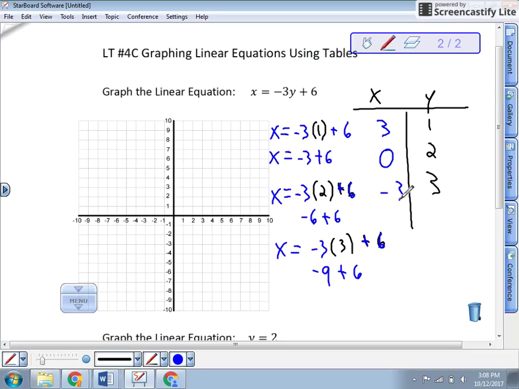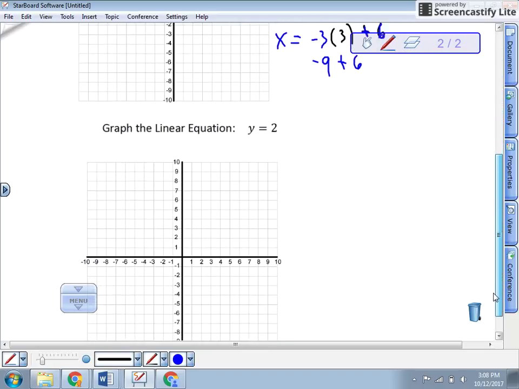Let's graph them. 3, 1. Remember, these are ordered pairs. So 1, 2, 3, up 1, there's a point. 0, 2, there's a point. And then negative 3, up 3, 1, 2, 3, there's a point. You guys can see when I connect these dots, it should form a straight line. There's the line of our graph.